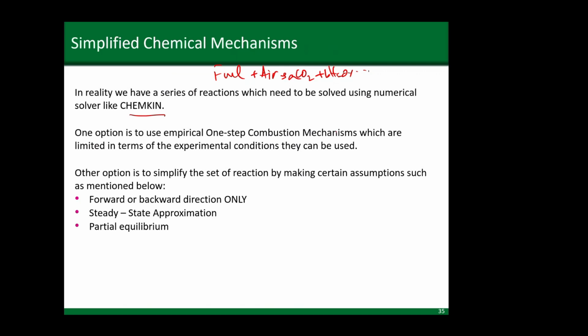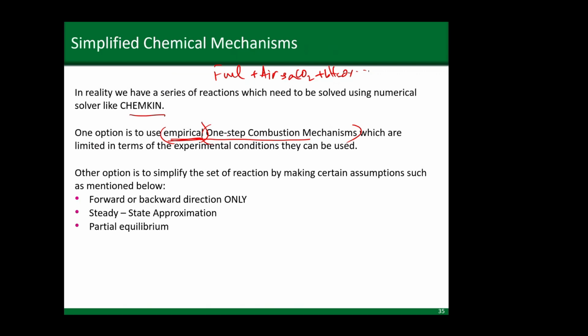One option is we come up with an empirical one-step combustion mechanism. Okay, so instead of having multiple steps, you just come up with a one-step combustion mechanism, right? And this will define the way fuel plus oxidizer is getting combined to form the products. This one is an empirical mechanism, right? So it's empirical, meaning it's derived from experimental data, which means that it can only be used for the conditions of the experimental data. You cannot use it outside.